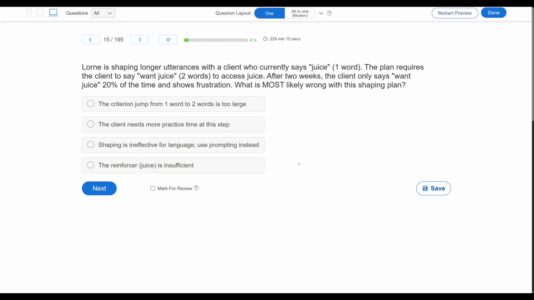Lauren is shaping longer utterances with a client who currently says juice. The plan requires the client to say want juice to access juice. After 2 weeks, the client only says want juice 20% of the time and shows frustration. What is most likely wrong with this shaping plan?